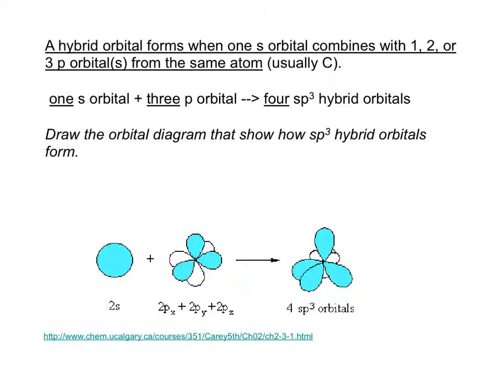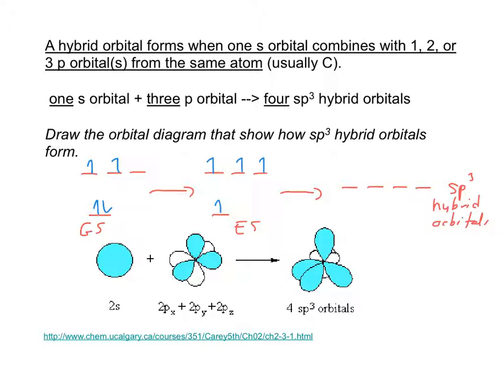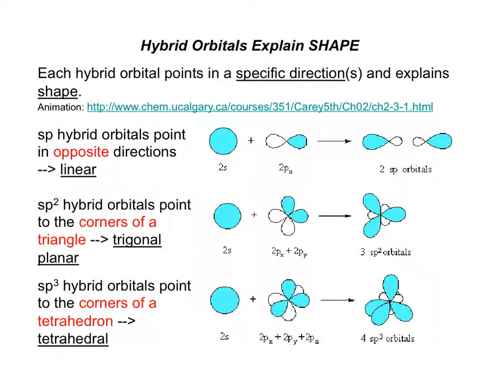So here's the answer. Here's the ground state of carbon. That ground state absorbs energy to form an excited state. Then the s orbital combines with three p orbitals to form the sp3 hybrid orbitals. Note the direction the sp3 hybrid orbitals point. It points to the corners of a tetrahedron. When hybrid orbitals form, they point in a specific direction. When a hybrid orbital overlaps with an orbital from another atom, a sigma bond forms.